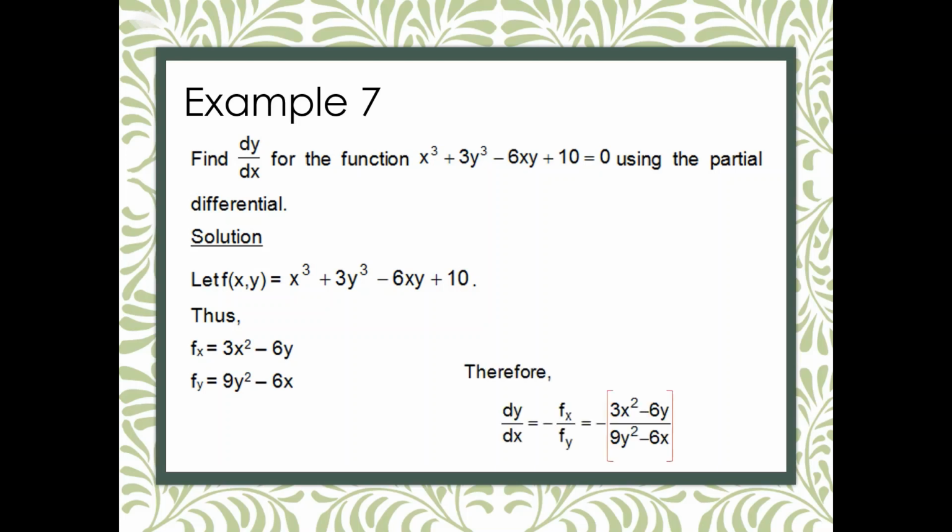Substitute this into the formula of dy over dx equal to negative fx over fy. You should get the following answers. To avoid careless mistakes, please put a bracket after the negative sign.